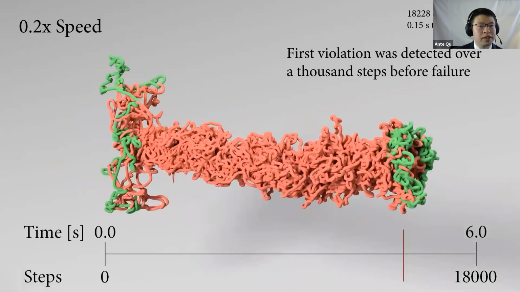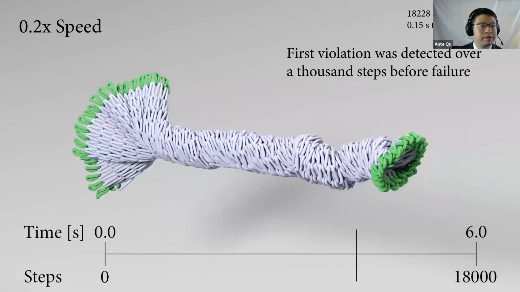Even though it looks like it destabilized very quickly, because there are small time steps, our method actually detected a violation over 1,000 steps before the destabilization. I'll replay this one more time.